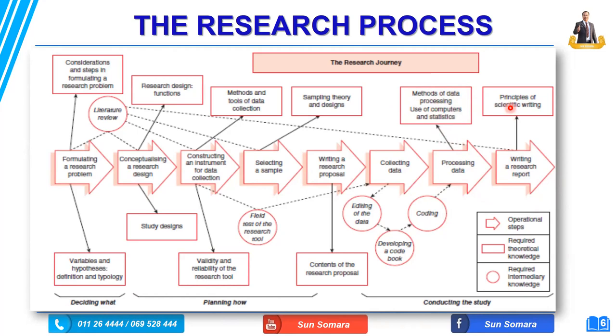This one is writing a research report, principles of scientific writing. In scientific report writing, you need to write with references and in-text citation. Like last week, I also dropped you the in-text citation following APA style. That's also important, right? If you don't know how to do that, it's really an obstacle. You cannot write this one properly.